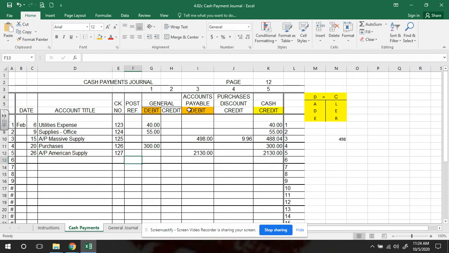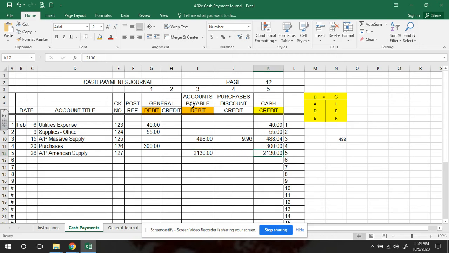Okay, so this accounts payable, it means that you took merchandise or their services or their product from them, and you promised to pay them in the future. So this is showing that you paid them in the future. The future is now here. You paid them. Same with this one to accounts payable, American Supply, and you owed them $2,130, and this is showing that you paid them.